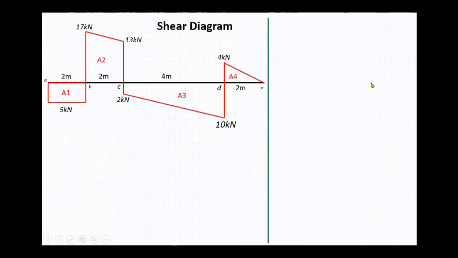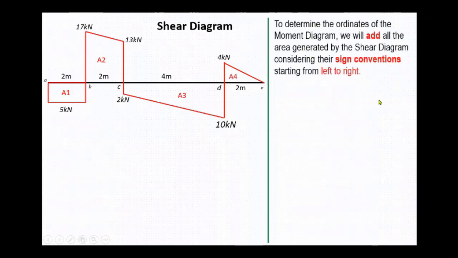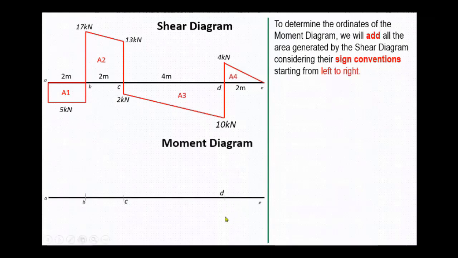And now we are through with the shear diagram. So we will proceed with the moment diagram. To determine the ordinates of the moment diagram, we will add all the areas generated by the shear diagram, considering their sign conventions, starting from left to right. So the steps are almost the same as we did for the shear diagram. We considered the load diagram. Now in the moment diagram, we consider the shear diagram.